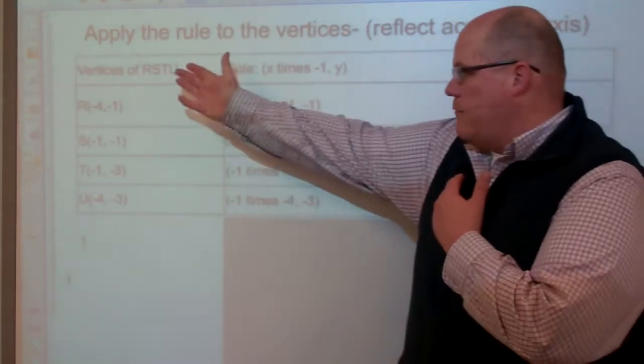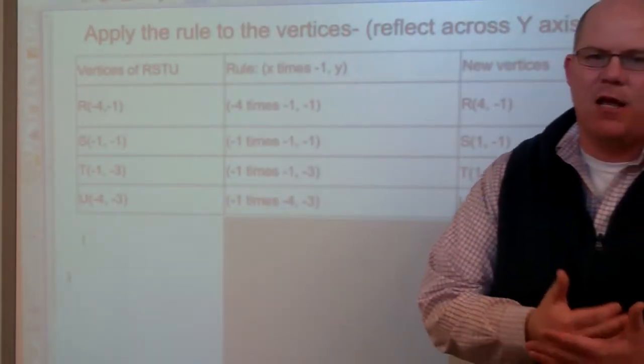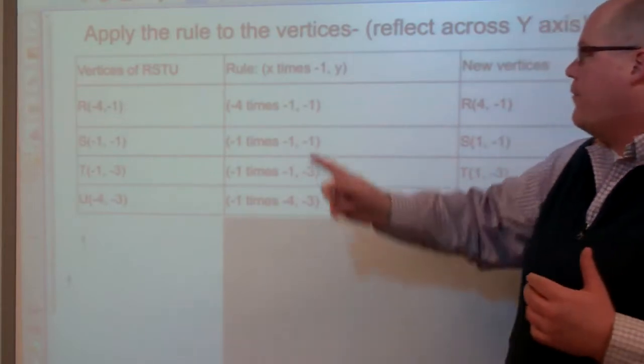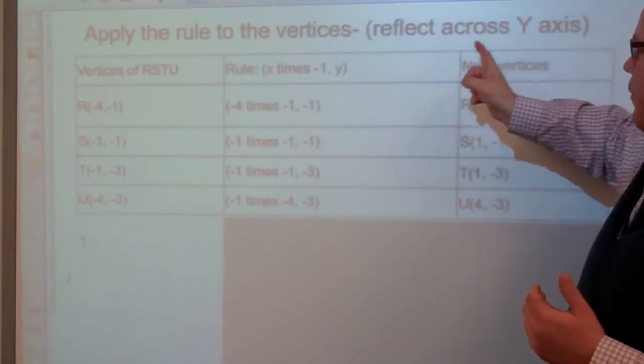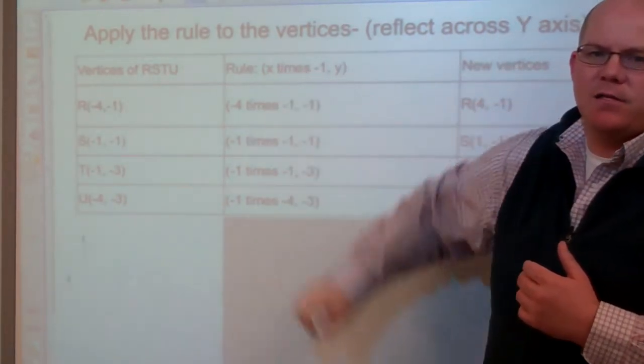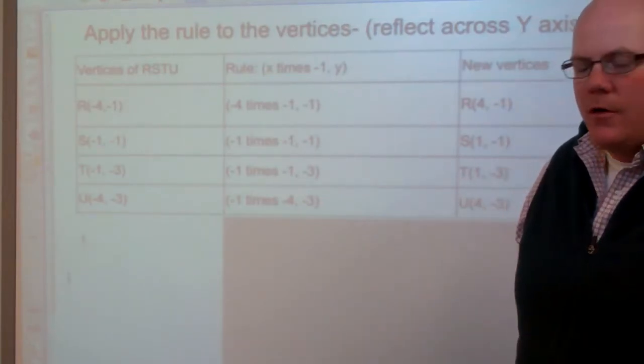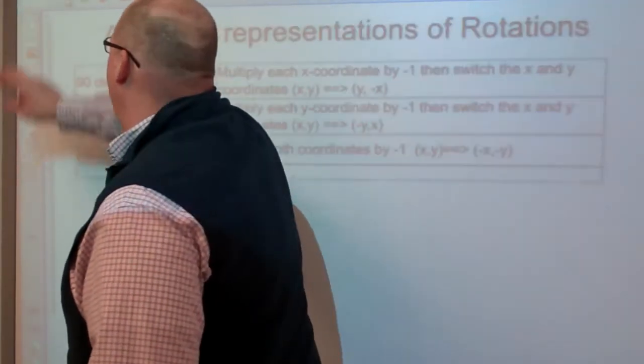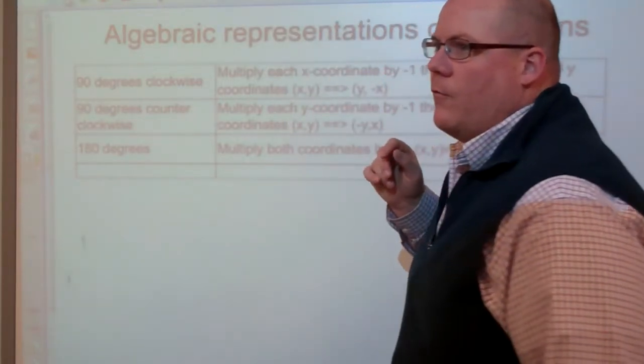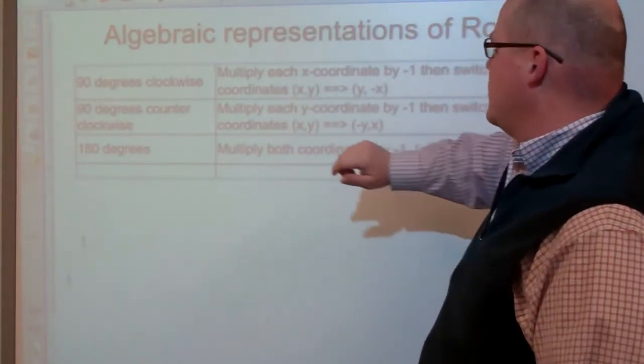So you see, for each of the 4 vertices, we apply the exact same rule. The rule that we apply depends on what we're doing. So here we're reflecting across the y, so the rule is to multiply x times negative 1, and y does not change. Let's do one more: rotations. So we're going to look at algebraic representations of rotations.